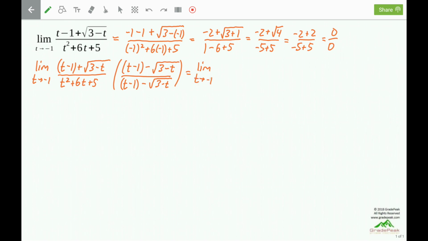In the numerator, we have a root conjugate pair, so we will FOIL those out. First, t minus 1 times t minus 1 will be t minus 1 squared. Outside will be t minus 1 times a negative root, so a negative t minus 1 times the root of 3 minus t. Inside will be a positive root times the t minus 1, so positive t minus 1 times the root of 3 minus t. And then last will be the positive root of 3 minus t times the negative root of 3 minus t. Overall, that'll give us a negative of 3 minus t.